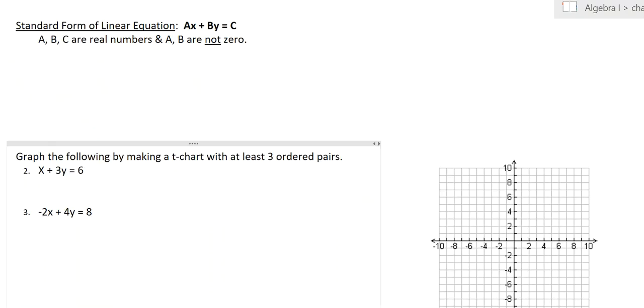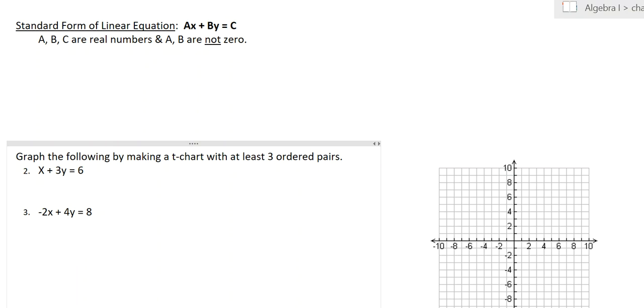There are going to be 3 different forms of writing the equation, and you'll be responsible for knowing each one of those 3. The first one that we're going to be talking about is the standard form of a linear equation. And the format for that is ax plus by equals c. Again, notice that x and y are on one side and the constants are on the other. A, b, and c are real numbers, and a and b are not zeros.